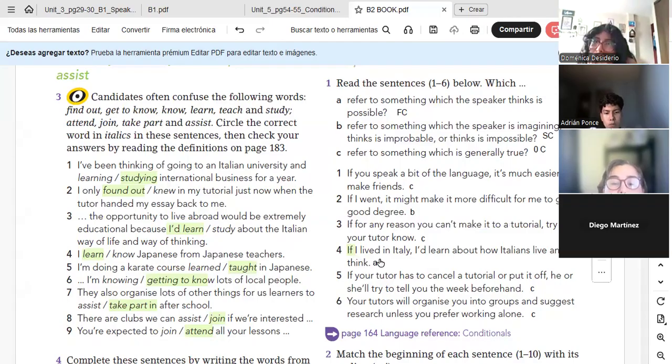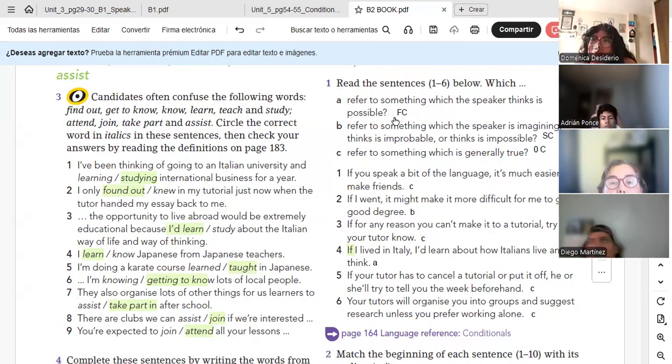If I lived in Italy, past simple, I would have, this is would, learned about how Italians live and think. So, refers to something which the speaker thinks is possible. It's more like an imaginary situation. So, this is past simple, bien, and then we have would, is second conditional. This is second conditional, B. Then it says, if your tutor has to cancel a tutorial or put it off, what is the meaning of put off, chicos? We started yesterday.